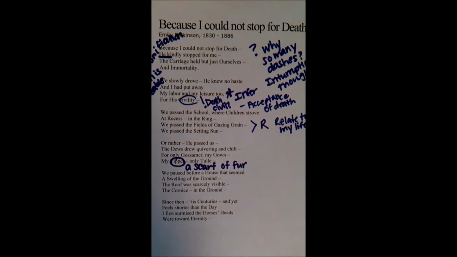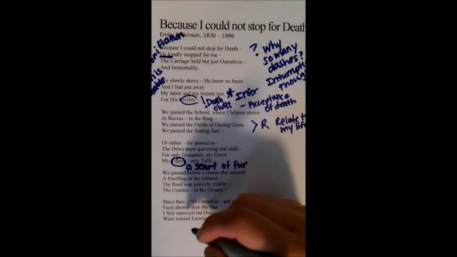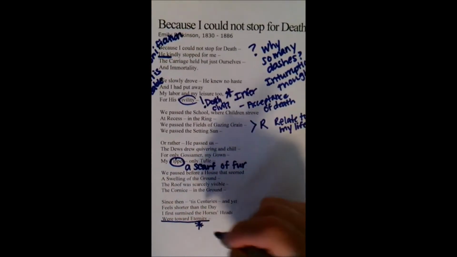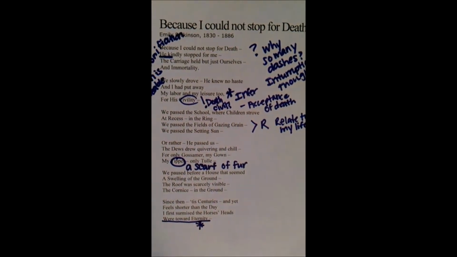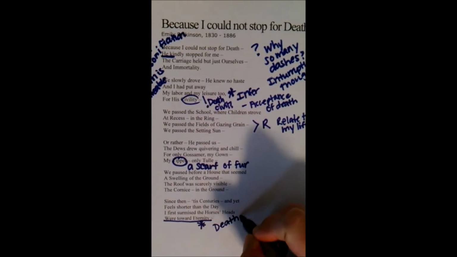All right, let's keep reading. We paused before a house that seemed a swelling of the ground. The roof was scarcely visible, the cornice in the ground. Since then, 'tis centuries, and yet feels shorter than the day. I first surmised the horses' heads were toward eternity. I'm going to put a star next to this last line because it seems like a main idea in the poem. Emily Dickinson is trying to tell us that death is eternal, but she also has a pretty neutral tone about death. So I'm going to write that here.